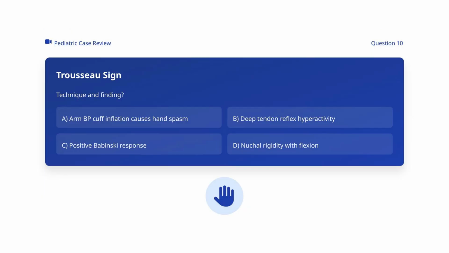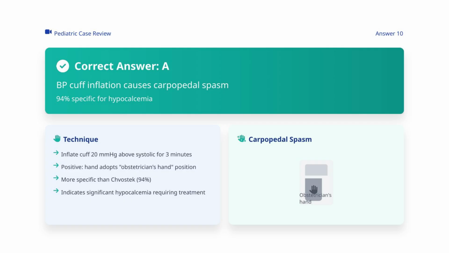What is the technique and finding for Trousseau sign? Option A, arm blood pressure cuff inflation causes hand spasm. Option B, deep tendon reflex hyperactivity. Option C, positive Babinski response. Option D, nuchal rigidity with flexion. Consider specific hypocalcemia examination techniques. The correct answer is A, blood pressure cuff inflation causes hand spasm.